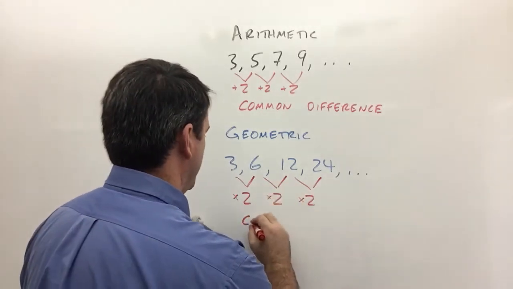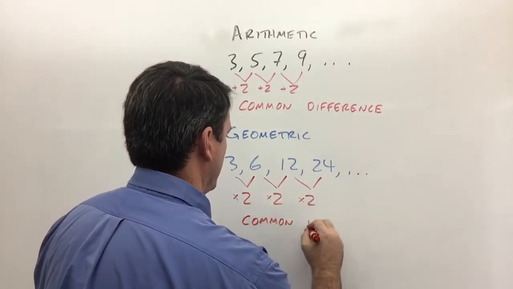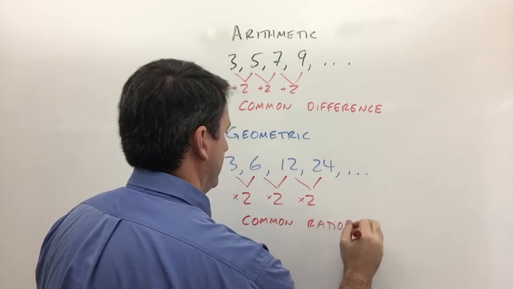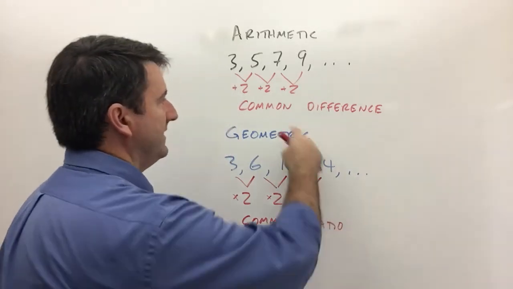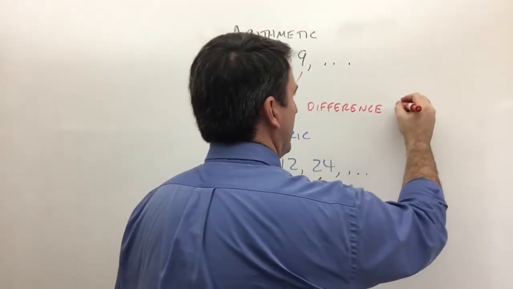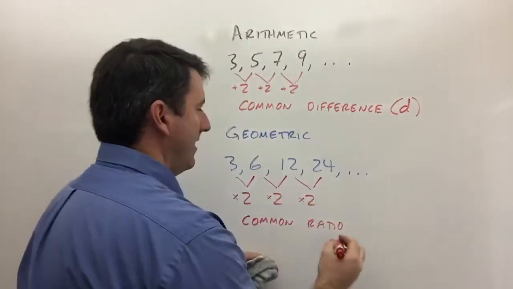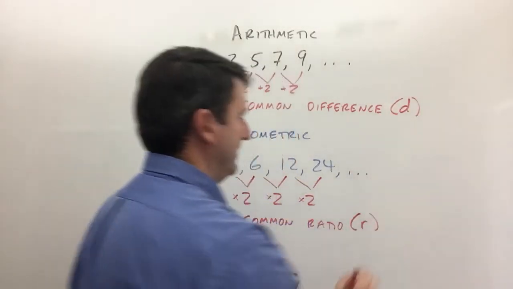And this is called a common ratio. And we said with our common difference, we called that D. Our common ratio, we're going to call this R.